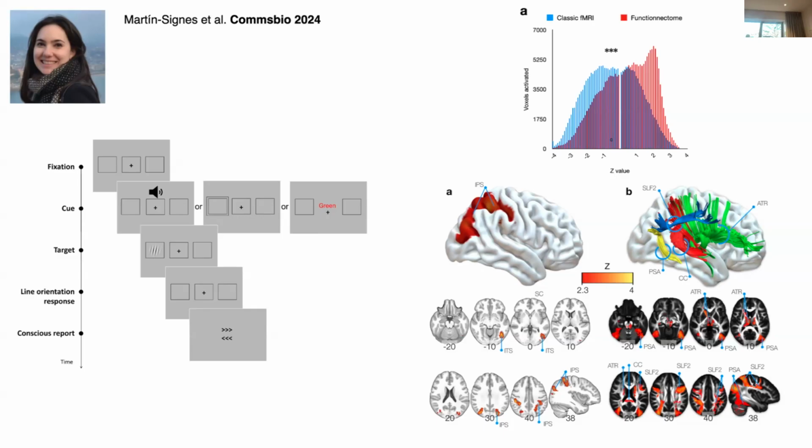You'll see the functionnectome is a more complex version of the disconnectome. So I started with the hardest part, then tomorrow I'll be like, oh wow, it's so easy.